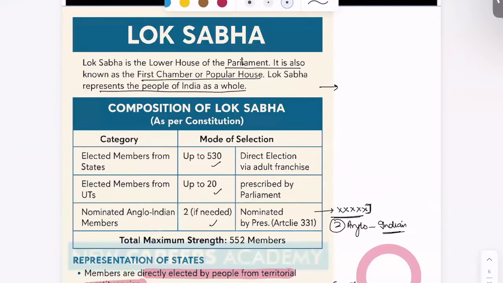Yes. लोक सभा की बात करते हैं. लोक सभा के चुनाव में हम डायरेक्टली वोट करते हैं, not in Rajya Sabha elections. We don't vote directly in Rajya Sabha elections. We vote in the Lok Sabha elections. Is it clear or not?